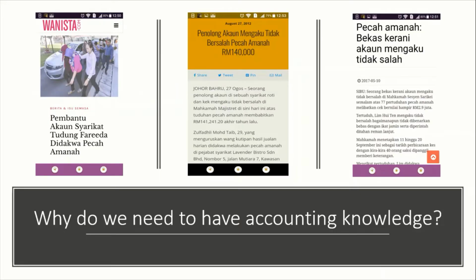Okay, so before we start, the question: why do we need to have accounting knowledge? As you can see above are the articles I included for you to understand and imagine if you don't have accounting knowledge. See, the title is Pembantu Akaun Syarikat Tudung Farida di Dakwa Pecah Amanah. So, penolong akaun mengaku tidak bersalah pecah amanah.